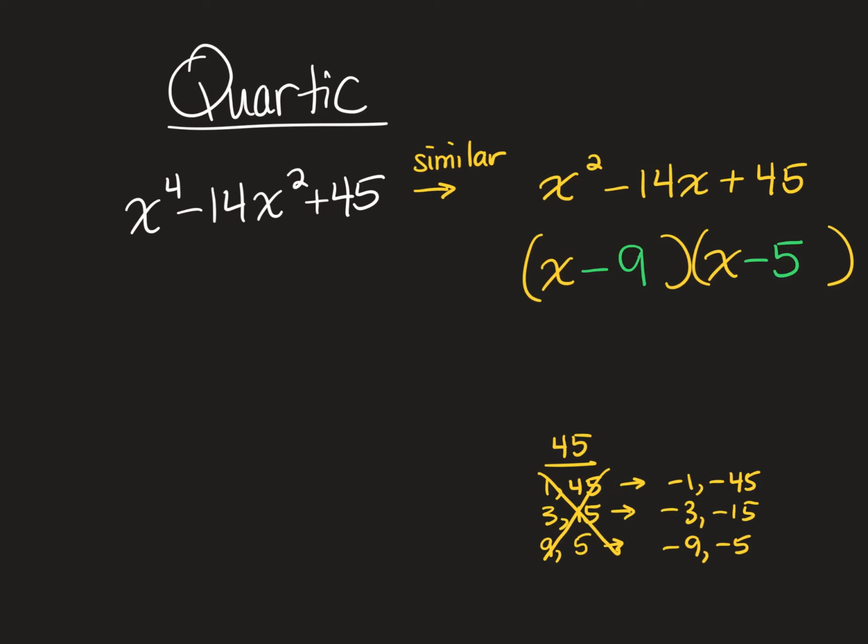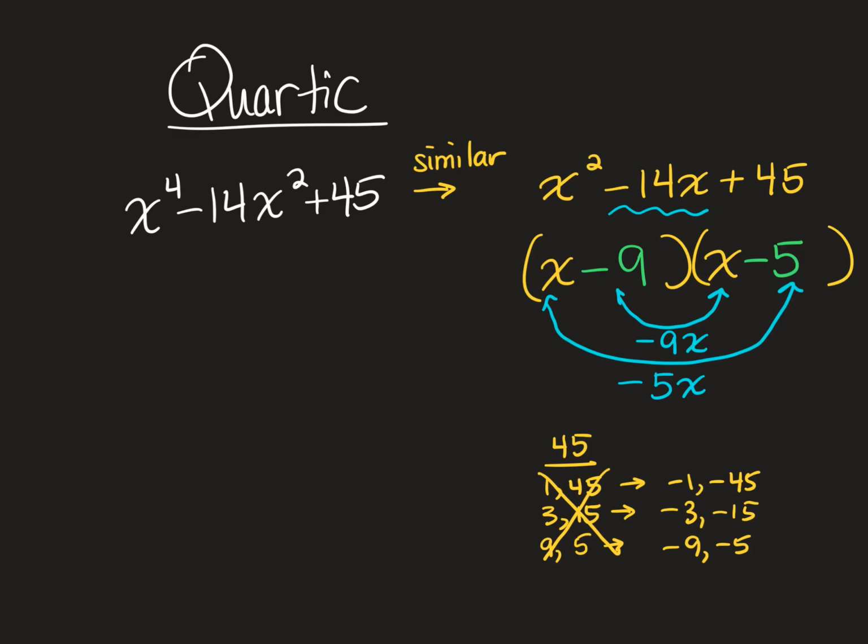And remember, we guess and then check. So when I check this, I'm going to check by looking at the outside terms and the inside terms and seeing if they add up to my middle term. So that's -5x and -9x. And if we add those together, we get -14. So what I know is that that's the way to factor that particular quadratic.